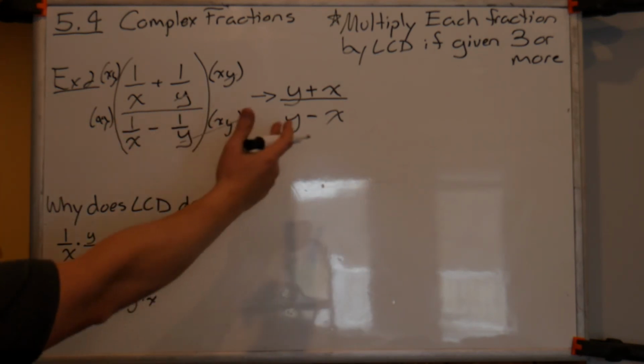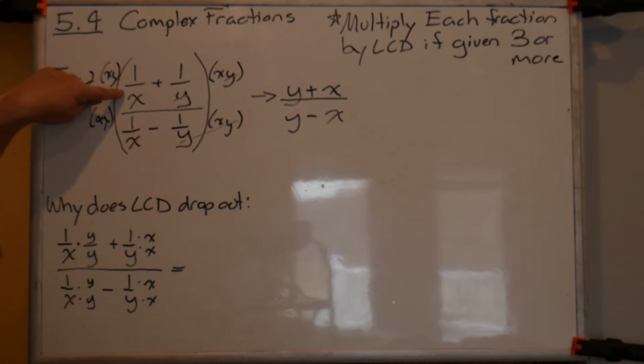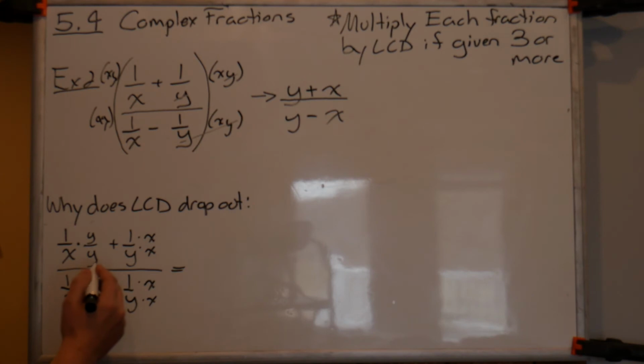Easy. Example 2, that's a complex fraction. That's all it is. The big question I get from students is: why did the LCD go away? Why don't I have a fraction over a fraction? And I'll show you why.